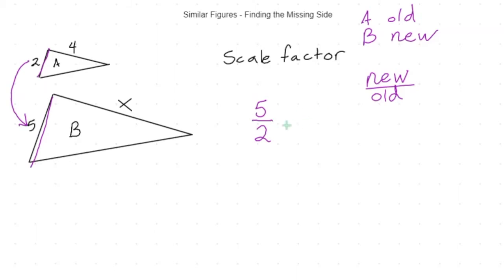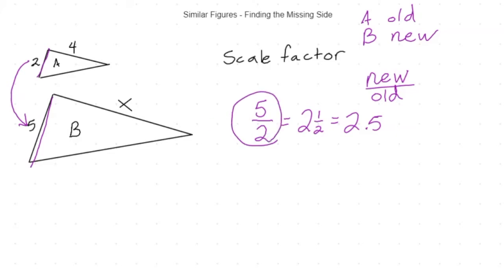Now, we can write that in a couple of different ways. We can do 5 over 2, or we can think about it as a decimal, 2.5. Let's say you just really don't want to work with fractions. Well, then we could just do 5 divided by 2, because that's what fractions are. It's just division. So that is our scale factor. I'm going to use the 5 over 2.